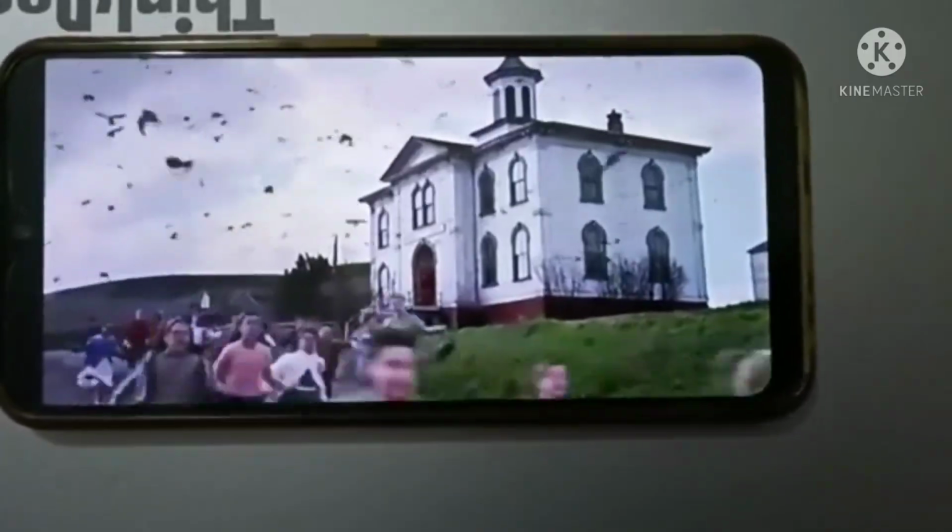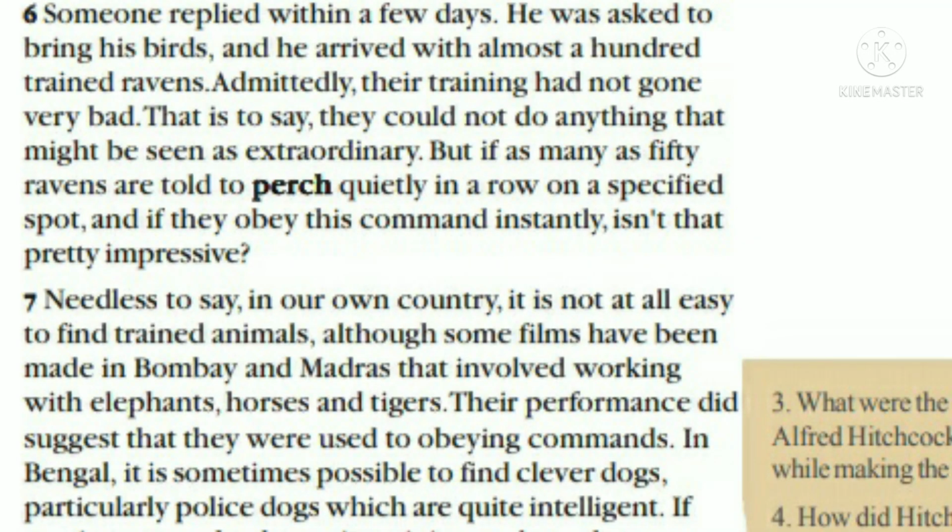And that particular scene of ravens perching together in a row was pretty impressive. Pretty impressive means impressive performance in that film. And it came out to be a spectacular scene in the film Birds.